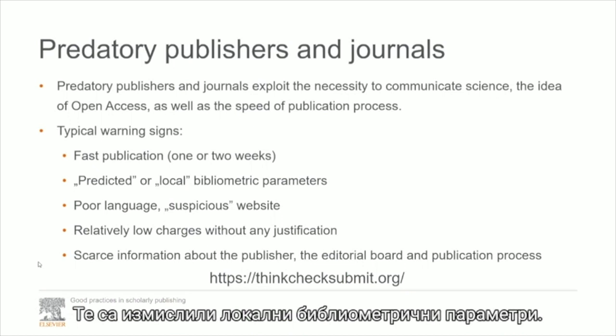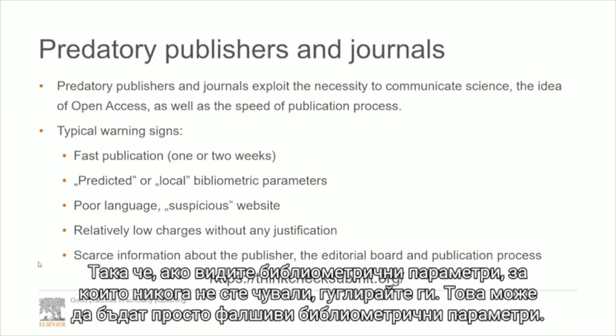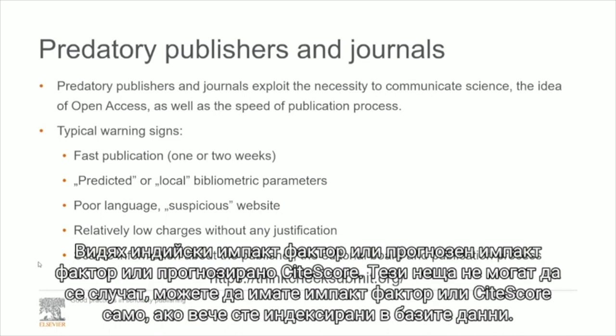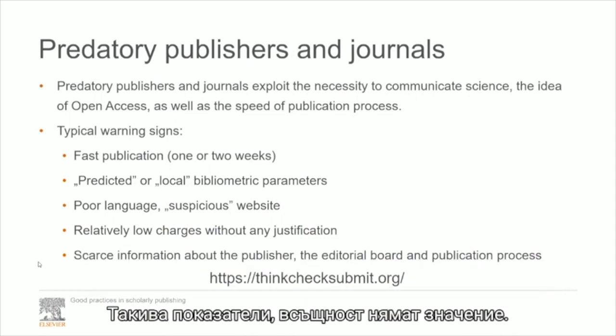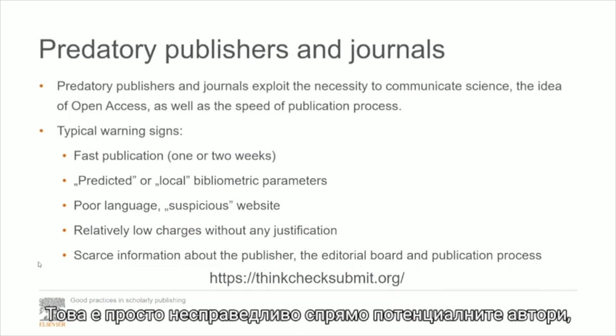Then we have predicted or local bibliometric parameters. So if you see a bibliometric parameter you've never heard of, Google it. It might simply be even a fake bibliometric parameter. I saw Indian impact factor or predicted impact factor or predicted CiteScore. Those things cannot happen. You can only have an impact factor or CiteScore if you already are indexed in the database. Having a predicted metric doesn't really matter. It's simply unfair towards the potential author.